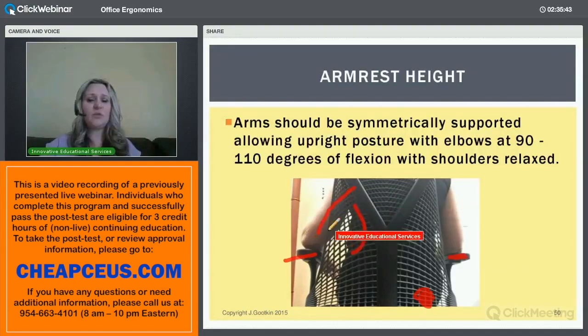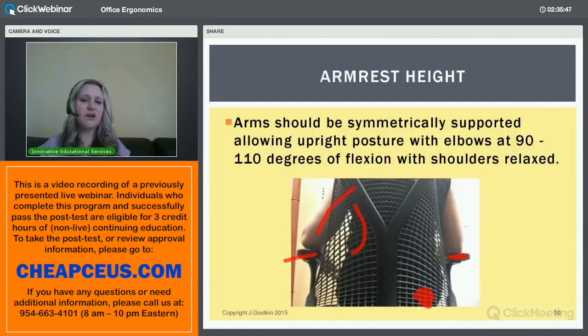It's shifting the upper extremity. So it's almost like the individual shifts their body to fit in the chair versus just changing the chair to put your body where it should be. Our goal would be for the arms and shoulders to be symmetrically supported. Our elbows should be somewhere between 90 and 100 degrees of flexion, and we want to make sure that's measured with the shoulders being nice and relaxed for the individual.